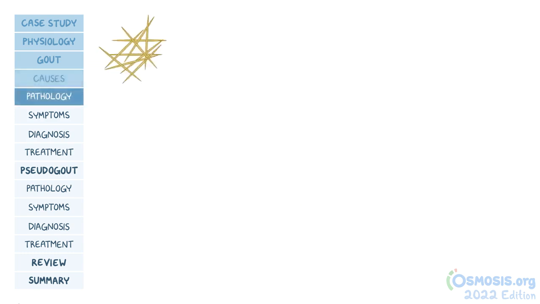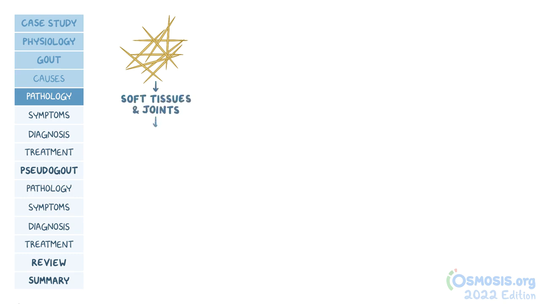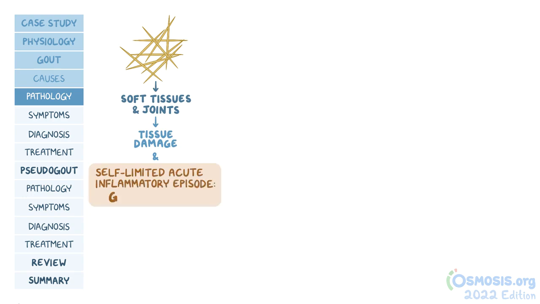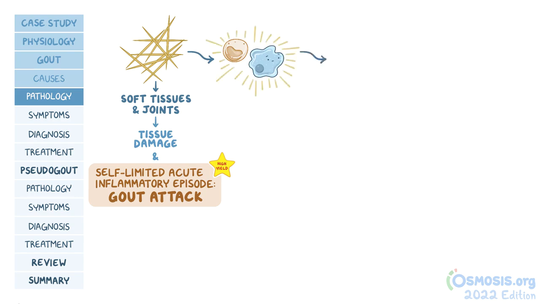Now, moving on. The problem with these crystals accumulating in soft tissues and joints is that they can cause tissue damage and a self-limited acute inflammatory episode called a gout attack. Although the mechanism is not fully known, it is thought that the crystals interact and activate monocytes and macrophages, which try to clear them by phagocytosis.